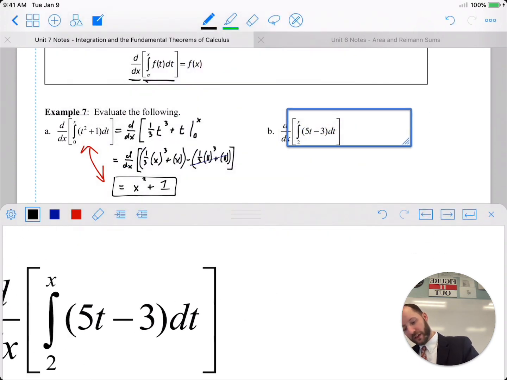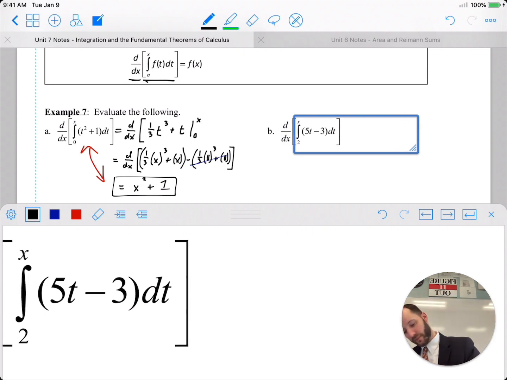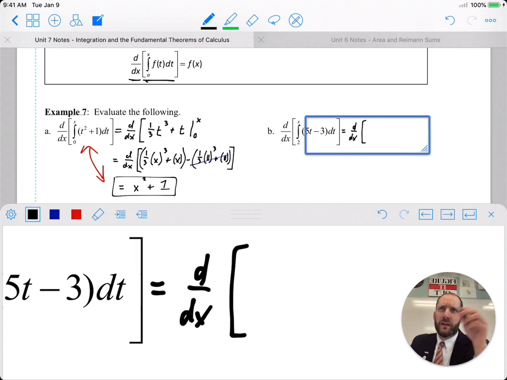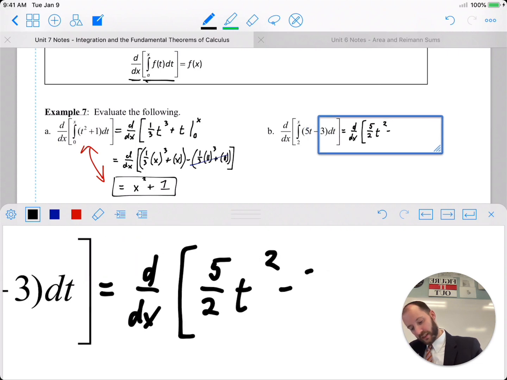Let's look again over here. So now from 2 to x. So 2 is still a constant, more interesting than 0, but still just a number. Upper bound, a really basic function, x. So d/dx, the antiderivative of 5t minus 3 is 5 halves t squared minus 3t. Going to evaluate from 2 to x.